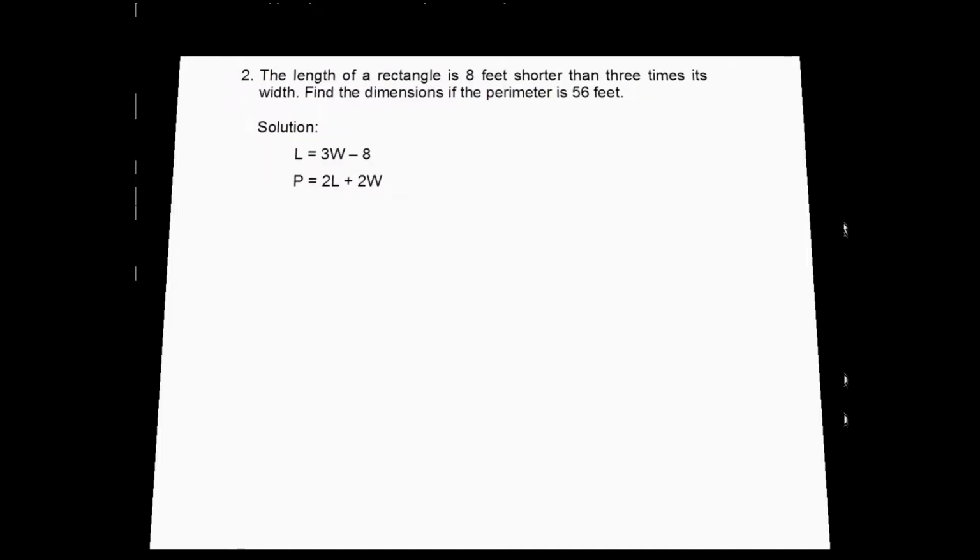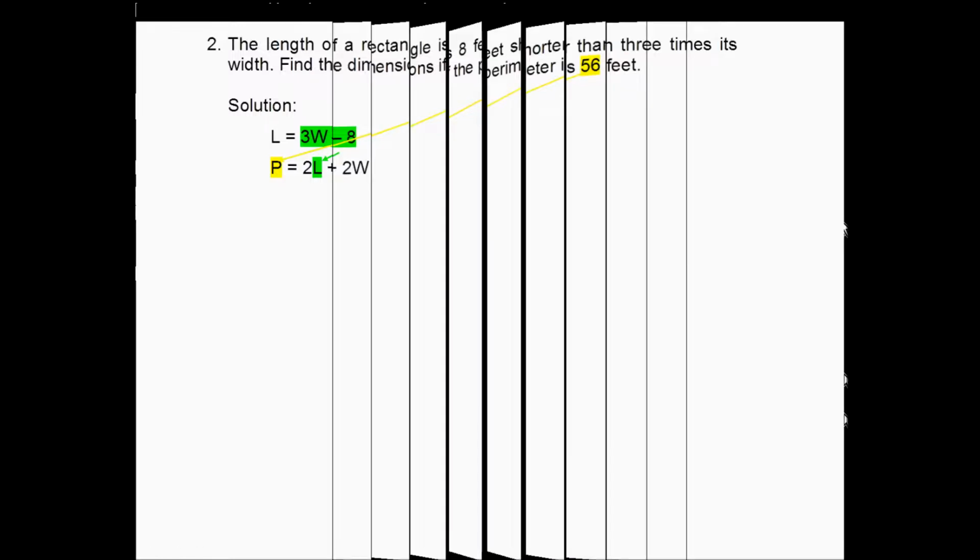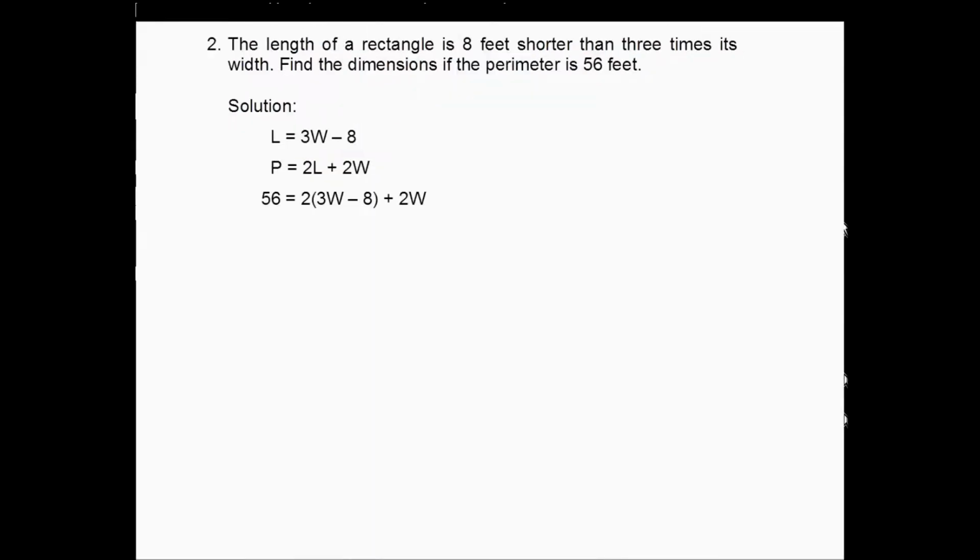I'm going to have 56 is equal to 2 times (3W minus 8) plus 2W. So again, this is what I'm substituting: 56 for P, 3W minus 8 for L. And again, notice, the unknown is going to be on the right-hand side. So 56 equal to 2 times (3W minus 8) plus 2W. I'm going to keep the unknown, in this case it's W, on the right-hand side. I need to distribute that 2. So 56 is equal to 6W minus 16 plus 2W.